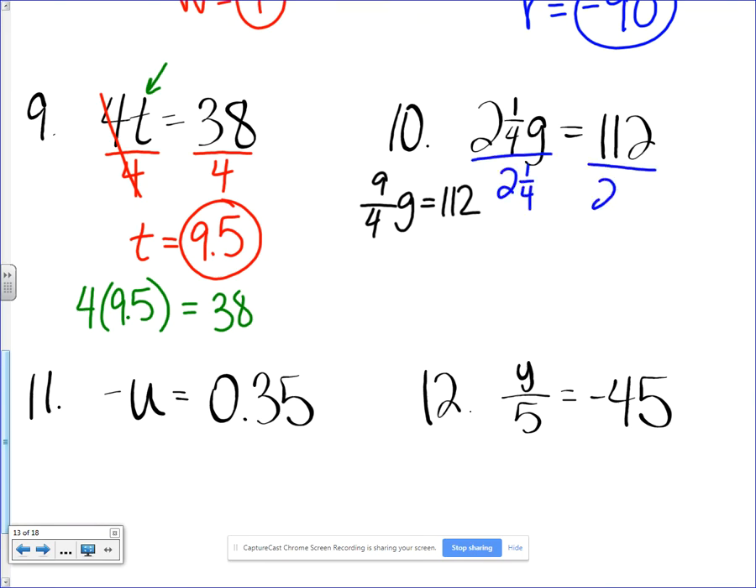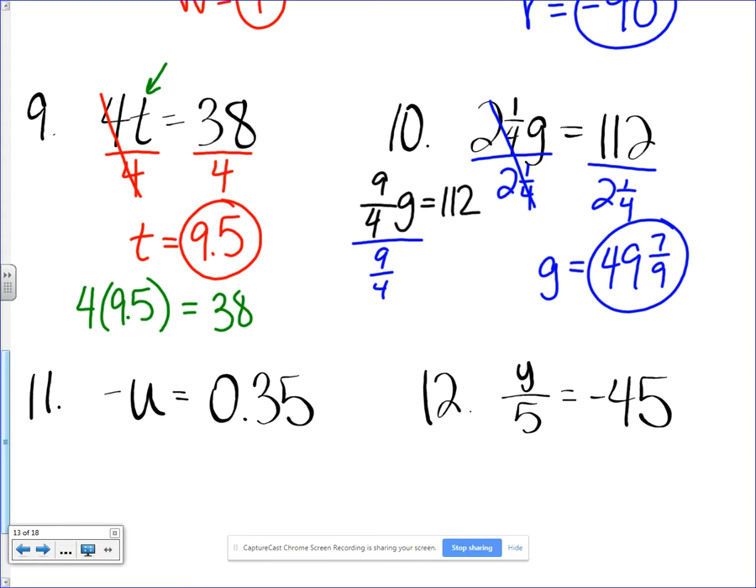We're going to divide by the 2 1/4 to isolate the g. 112 divided by 2 1/4 will give me g is 49 7/9. Let's do the same thing with the improper fraction. We would divide by 9/4 on both sides, and you get g equals, I'm hoping it gives me the same thing, and it does. You still get 49 7/9. Now, that was a fraction, okay?